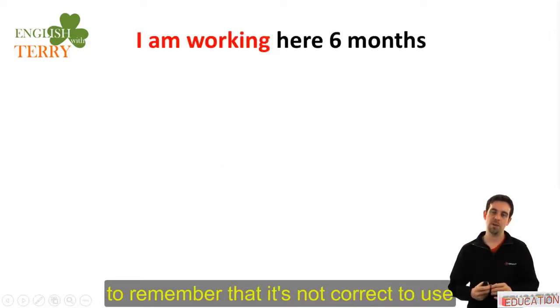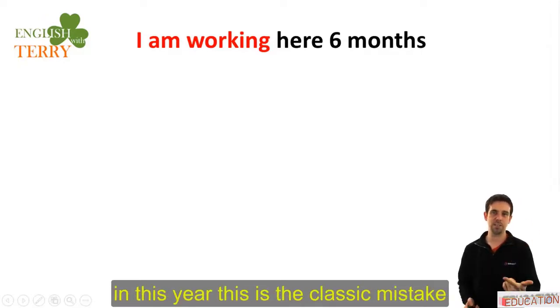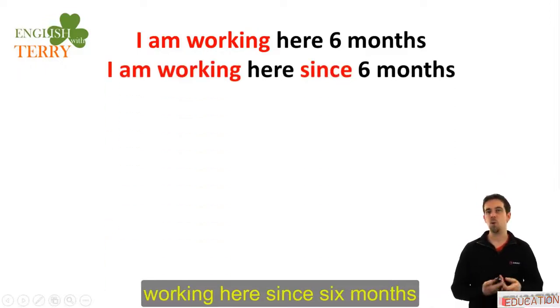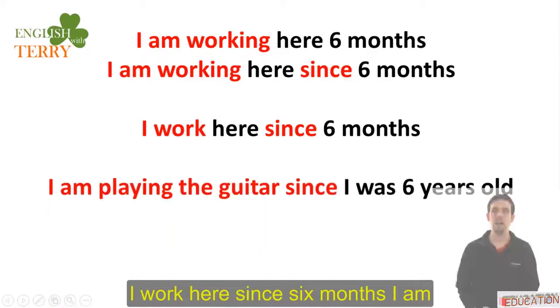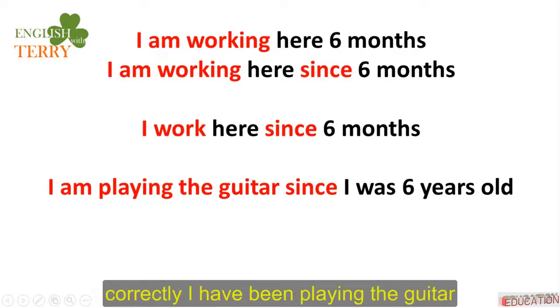Always need to remember that it's not correct to use the present simple or present continuous here. This is a classic mistake. I am working here 6 months. I am working here since 6 months. I work here since 6 months. I am playing the guitar since I was 6 years old. Do you have these mistakes? Do you have these problems? Do you want to speak correctly?